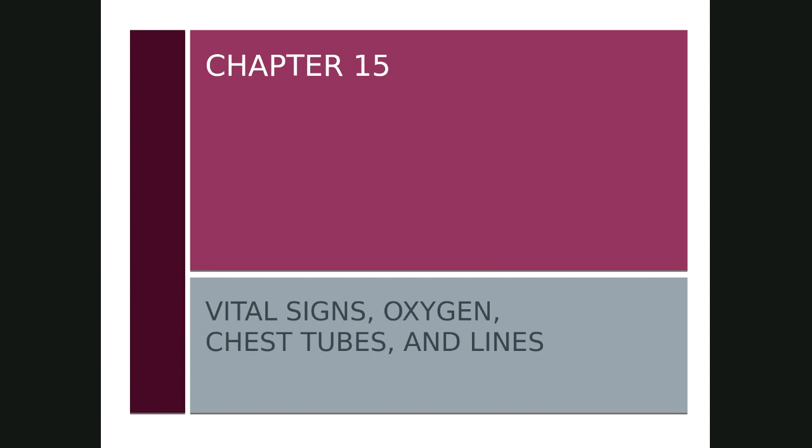Oxygen, chest tubes, and lines are all things that we either take radiographs for, or we have to deal with when we are taking images of a patient. So being mindful of the different types of equipment and what it does is also definitely within our scope of practice. So let's get started with this chapter.